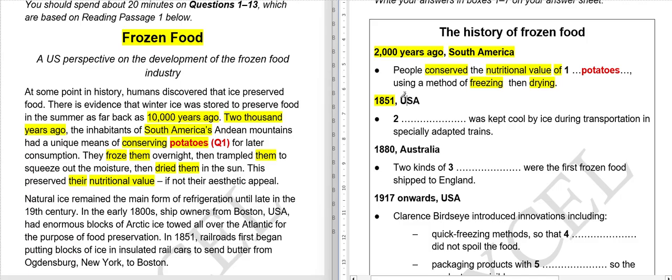1851. So again, 1851 USA. This is our location. So wherever 1851 and USA is written, we will find our answer near that. Dash was kept cool by ice. So we have to find something that was kept cool by ice during transportation in specially adapted trains. You should be very careful. You will not find the exact word, but we have to understand what kind of word we are looking for in the paragraph.